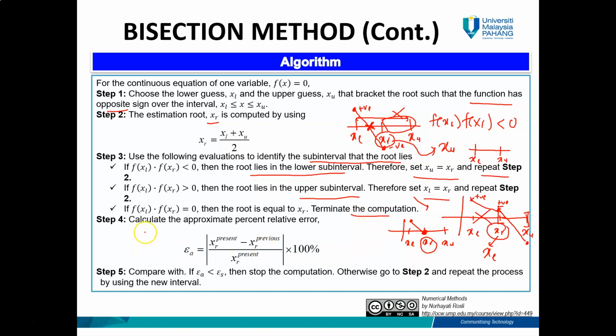And then class, in step number 4, you need to calculate the approximate percent relative error, and once you calculate it, you compare it with epsilon s. Epsilon s is the stopping criterion that you learned in chapter 1. When epsilon a is less than epsilon s, then we can stop the computation. Otherwise, you need to go to step number 2 and repeat the process using the new interval. This is the algorithm for finding roots of an equation using the bisection method, and we will apply all these steps in the next example.